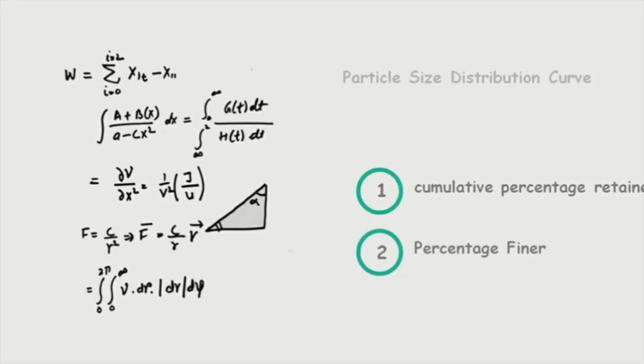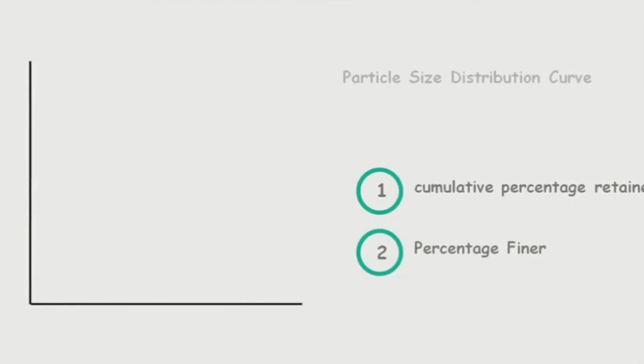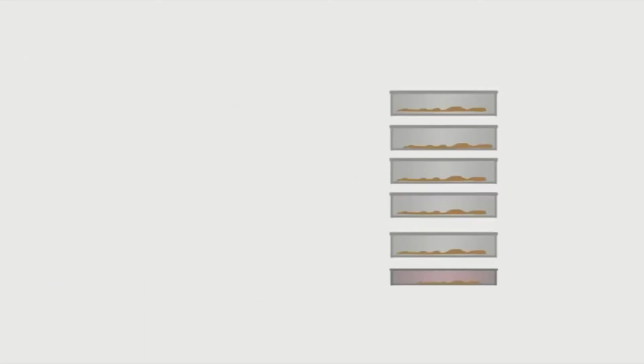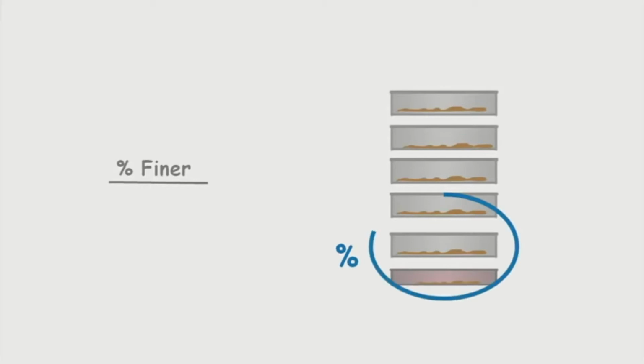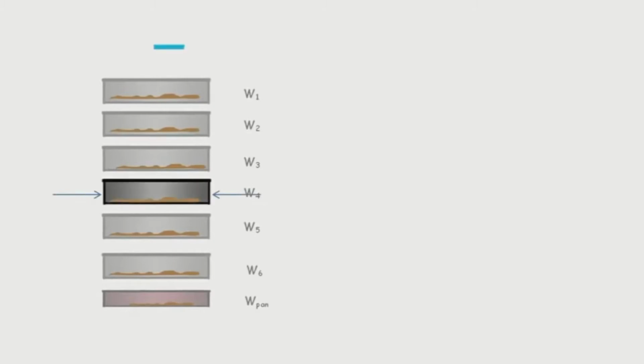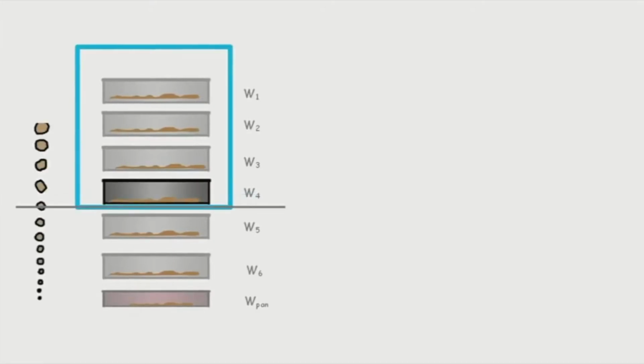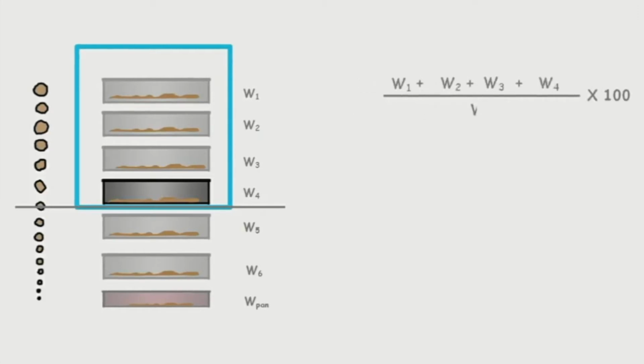Now the second value we calculate is the percentage finer, using which we plot a graph called particle size distribution curve. Percentage finer, as the name suggests, is the percentage amount of soil which is finer than the particular sieve. Consider any sieve from the stack. Now the amount of soil above this sieve is coarser, and its total weight in percentage of the total soil sample weight is cumulative percent retained on this sieve.